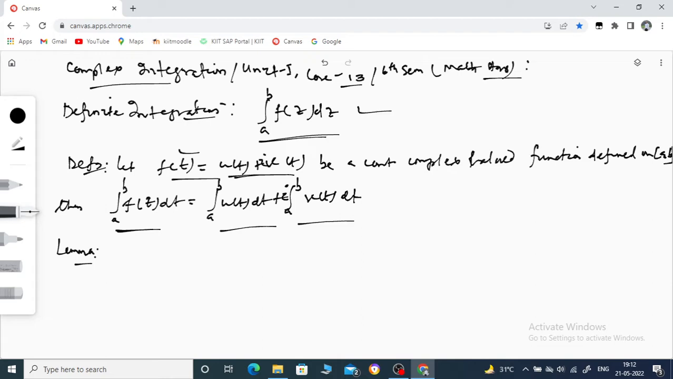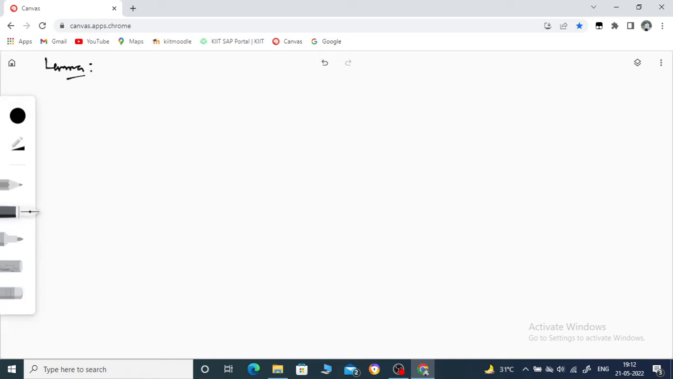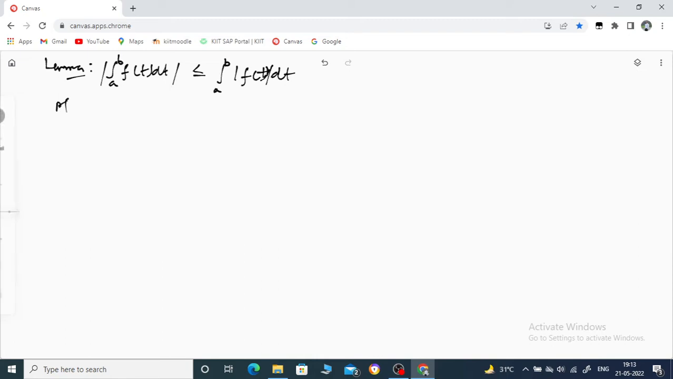So I will go to a different window. So what is the lemma saying? The lemma says the modulus of integration from a to b f of t dt is less than or equal to integration from a to b mod of f of t dt. So how will we show this thing? Okay, now we'll come to its proof.